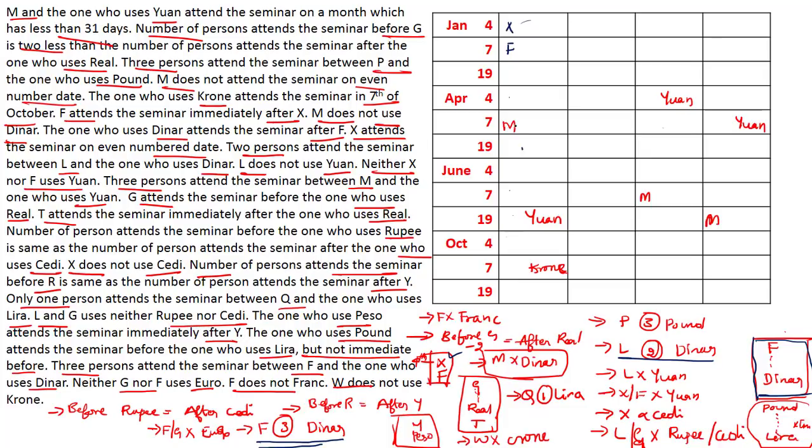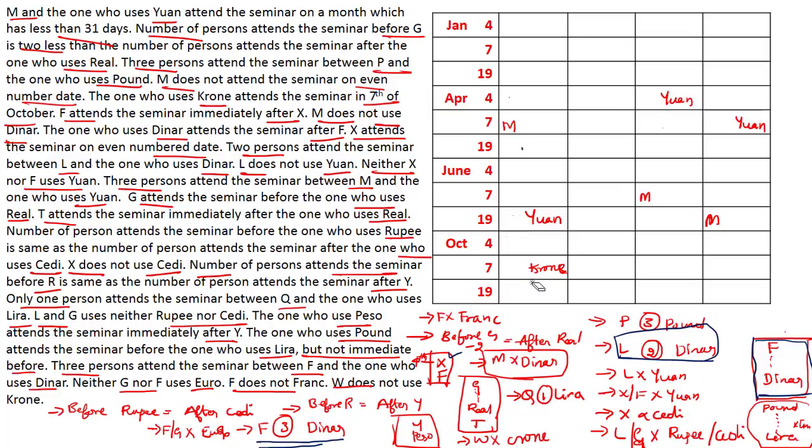So let's say I just change it over here. X and F cannot be here. If I put X here, F can be here. Between F and dinar, there should be a gap of 3 persons. F is here, 1, 2, 3. Dinar has to be here. Between dinar and L, the gap should be 2 persons. So dinar is here, 1, 2. L has to be placed here. But it is very clearly said that L does not use yuan. So therefore, X and F cannot be placed here.